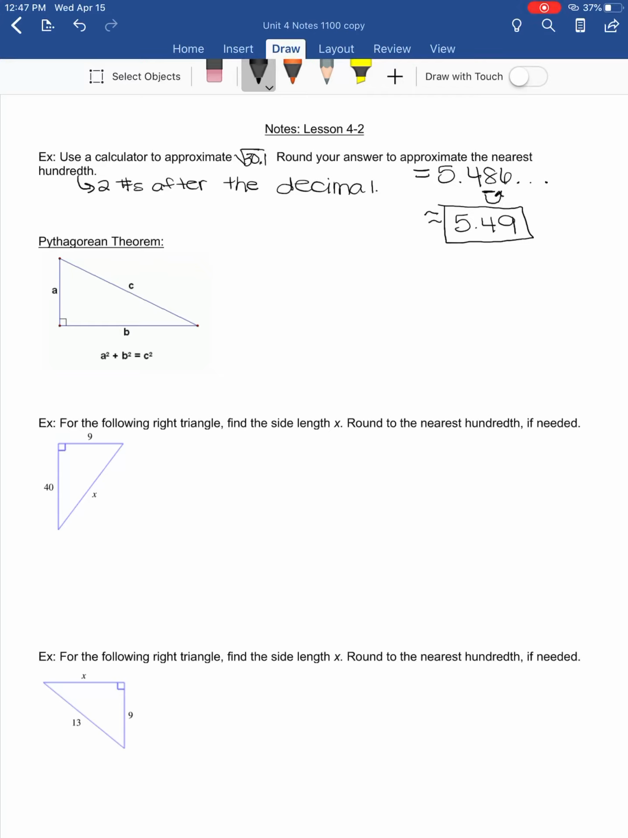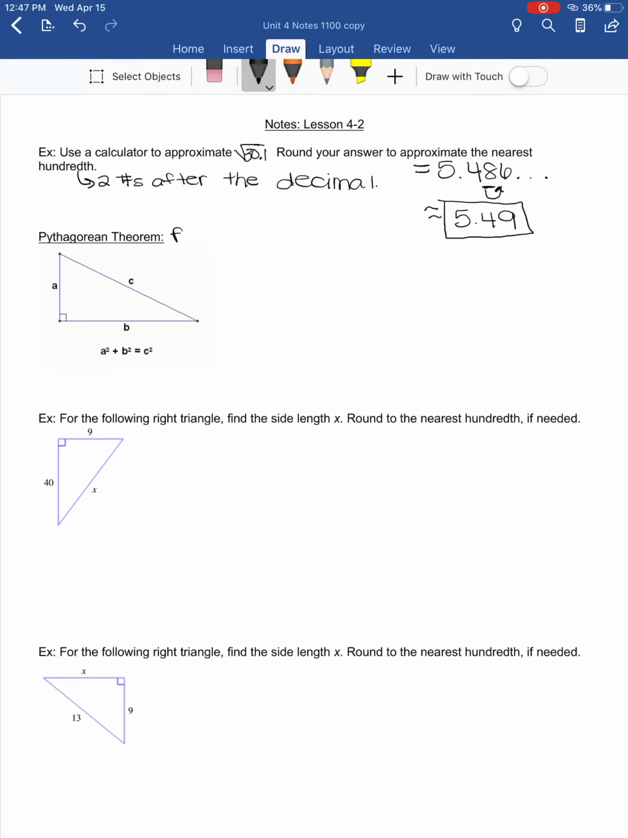So next we have what's called the Pythagorean Theorem. The Pythagorean Theorem is super important, super useful I should say, and it helps us to find the side lengths of a right triangle. So this only works for right triangles. Remember, right triangles have one right angle, and that right angle is shown by this little square in the corner. So here we have a right triangle with the sides labeled A, B, and C.